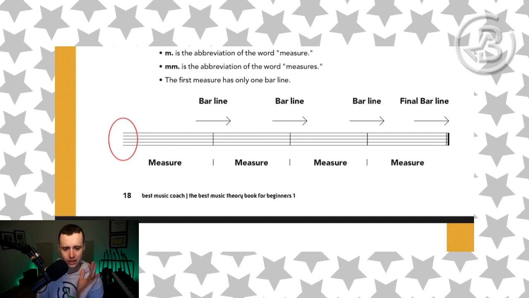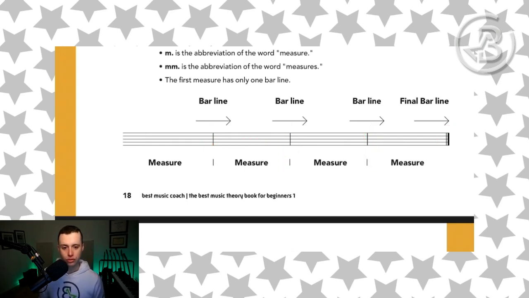Now, one thing to notice is that in the first measure, there is no bar line at the beginning. This is correct. Whenever we have a bunch of measures in a row, the first measure is not going to have a bar line on the left. The first measure only has 1 bar line, whereas the second measure, as you can see, has 2 bar lines. The third measure has 2 bar lines. The fourth measure has a regular bar line and a final bar line.